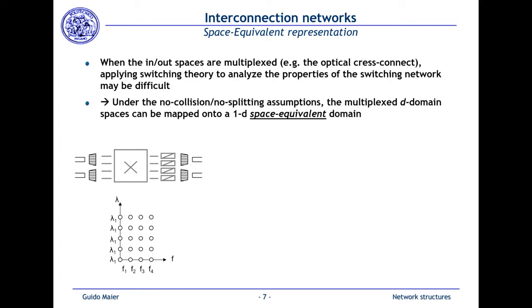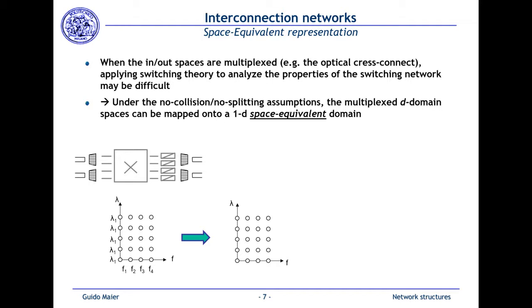There is, however, the possibility to perform a transformation, because most of the theory that we will explain today, which also exists in research and in practice of switching networks, has been developed to study one-dimensional multiplexing spaces, so very simple switching matrices operating on just one dimension. There is the possibility of building the space equivalent of a complicated device, which is done quite in a simple way.